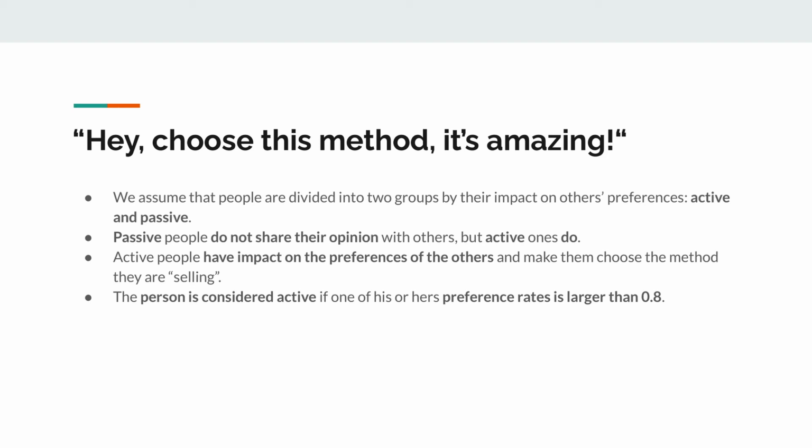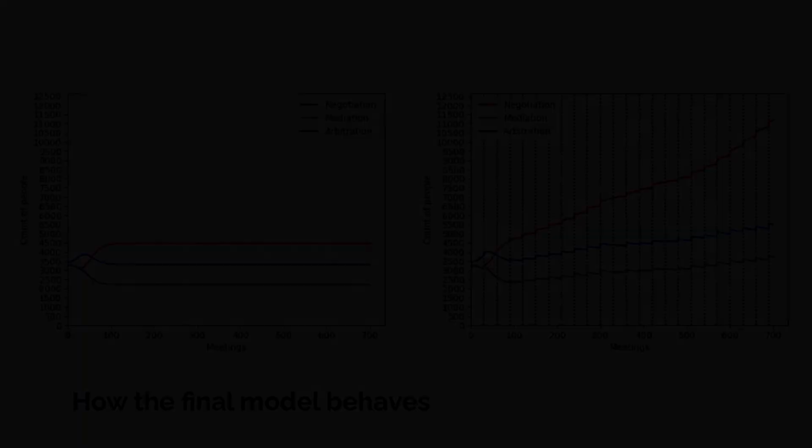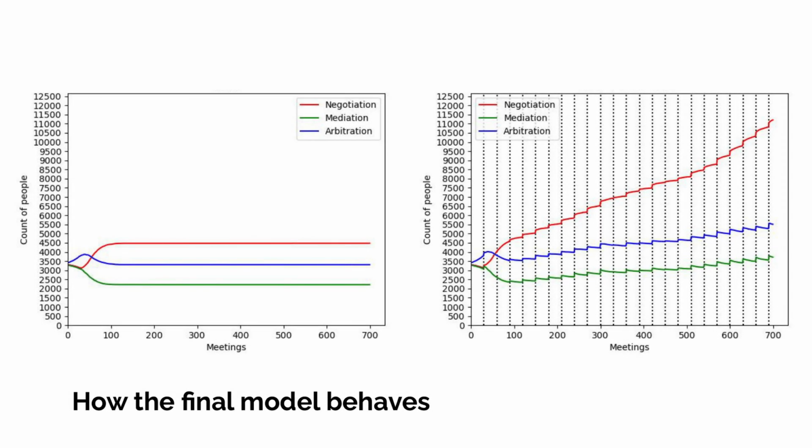We assume the person to be active if one of his or her preference rates is larger than 0.8. In the final model, we've added a new term. K-probability here means the likelihood of meeting an active person. This new term shows how active people affect others' preferences. The more active people you communicate with, the more you believe in their preferred method, and vice versa. And so this is what we finally get.